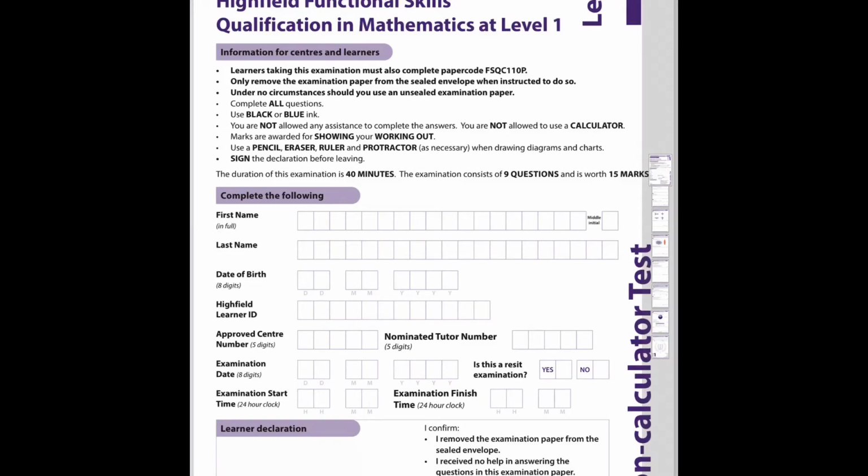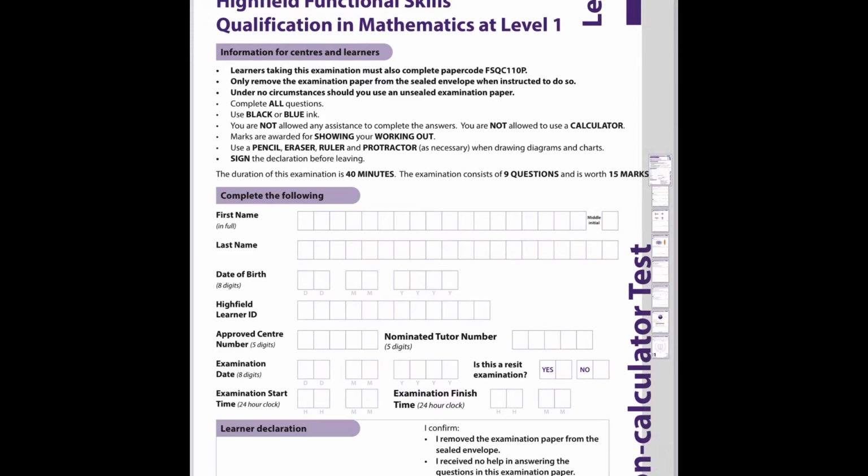So today we're looking at Highfield's Level 1 Maths practice paper. This is the non-calculator test, so you're not allowed to use a calculator at all for any questions. Marks are generally awarded for showing your working out, so even if you got the end answer slightly incorrect, if you showed working out, you could still get marks for the larger mark questions.